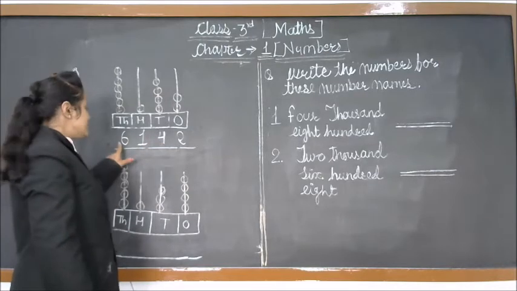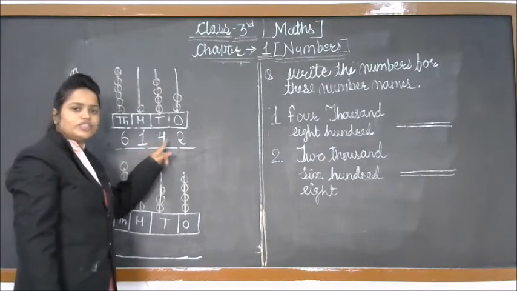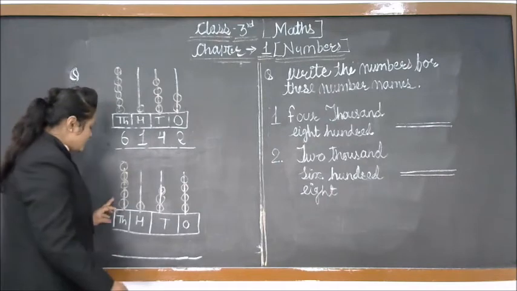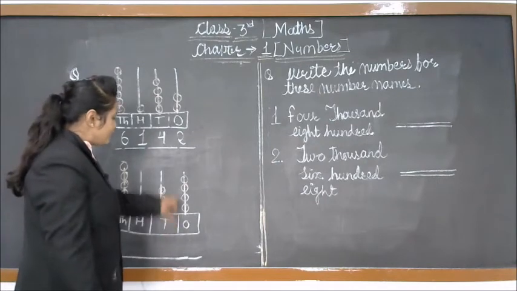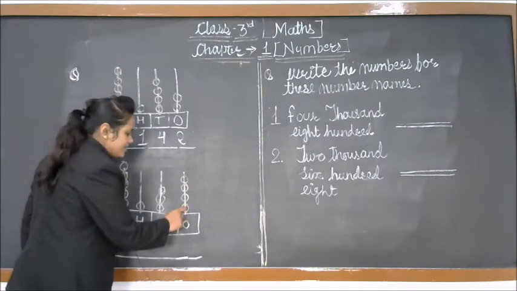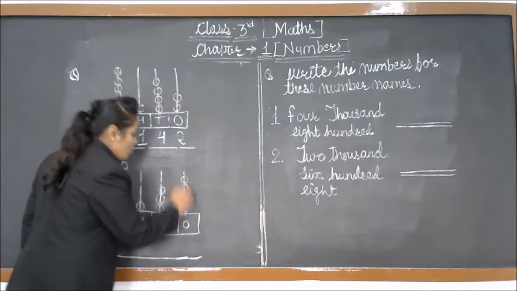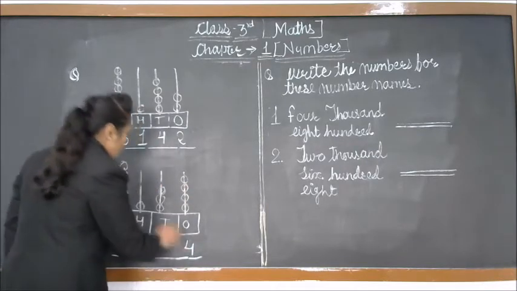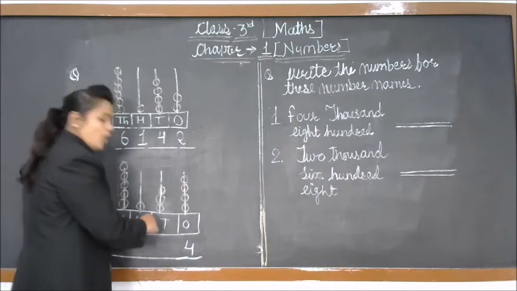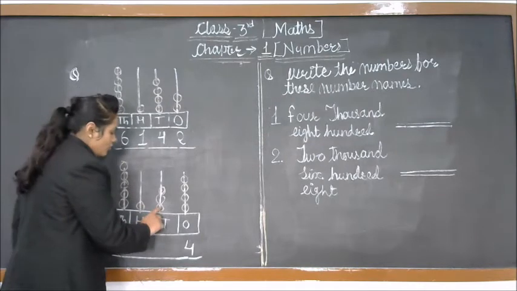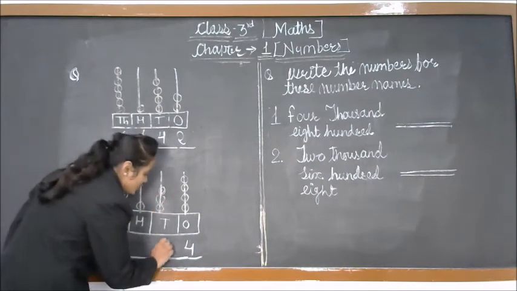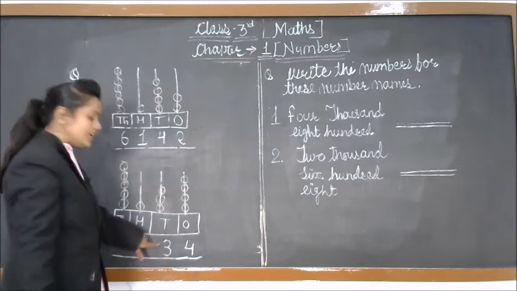6142. Yes, in the second question, in the ones place value, how many bits do we have? Let us count: 1, 2, 3, 4. So we can write here 4. In the tens value, how many bits do we have? We have to count: 1, 2, 3. So in the tens value, we have 3.